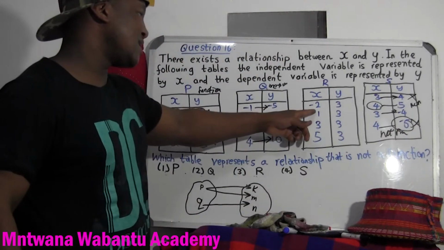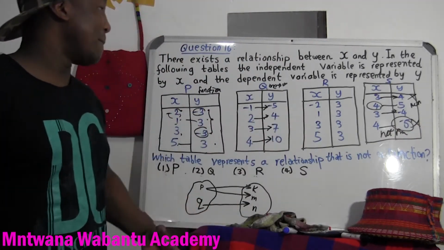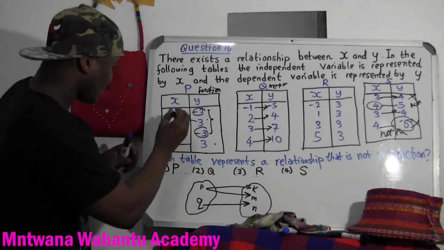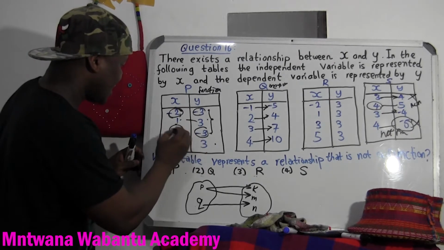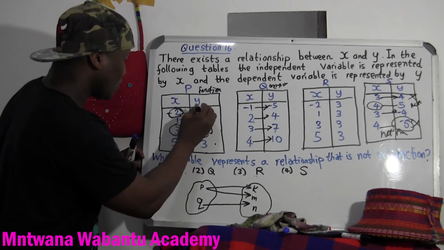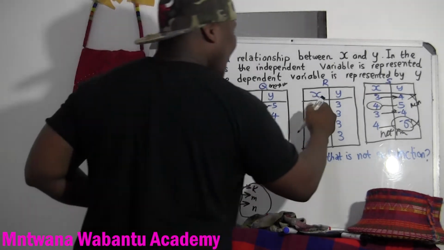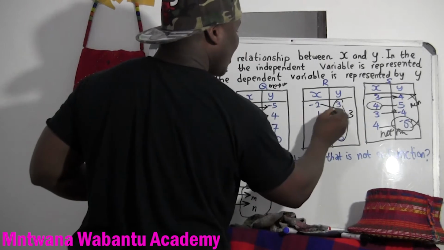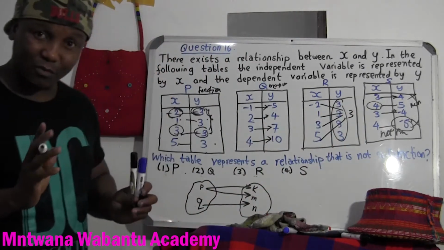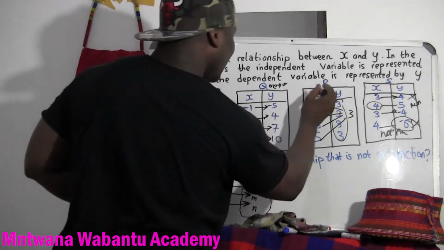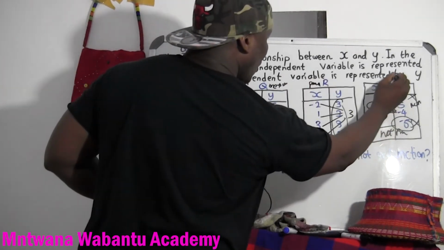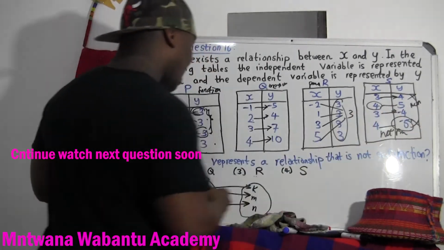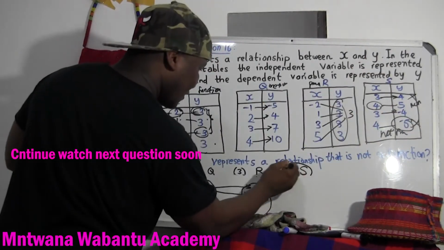However, this is a function because we say we can have many things produce one thing. Like, you see, many things, this and this, but they can produce the same value, which is negative 3. So many things, negative 2, negative 1, 3, 5, they can produce a single thing, which is 3. Like all of them, they produce 3. But not one thing produce 2, nope. So this is the function. This relationship is a function. So the option is option S. So now they say which table represents the relationship which is not a function. So it's S. These are two answers.